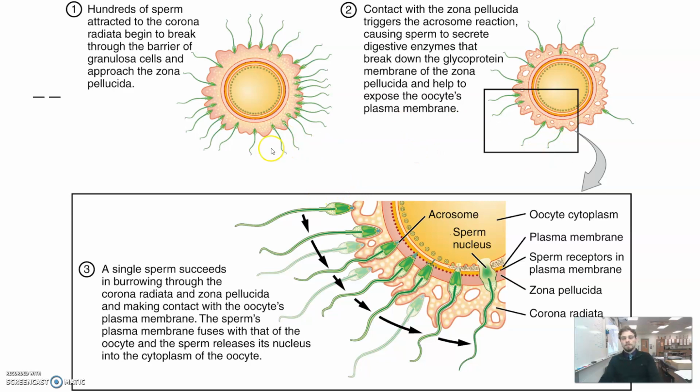So here, just in diagram form, you can see what this looks like. All these sperm attracted by those chemical attractants are going to release those lysozymes to break through this layer here, trying to get to that zona pellucida. Eventually, you are going to have contact with it, where they're going to continue secreting those lysozymes. They're going to break down that membrane, eventually expose the oocyte plasma membrane, that is the cell membrane of the egg. Then a single sperm is going to succeed in burrowing through and make contact with the plasma membrane. It'll fuse with the plasma membrane, and it's going to release its nucleus into the oocyte.